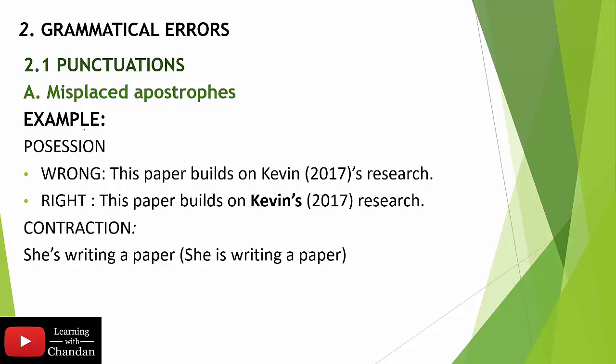For example, some apostrophes are for possession, that means to show belonging. For example, in this case, the author actually means that the paper is using Kevin's research, but it is wrongly following the apostrophe like this. The correct form will be like this. Some apostrophes are generally the short form or the contraction. For example, here she's means actually it is short for she is. So we need to be very careful while placing the apostrophes.